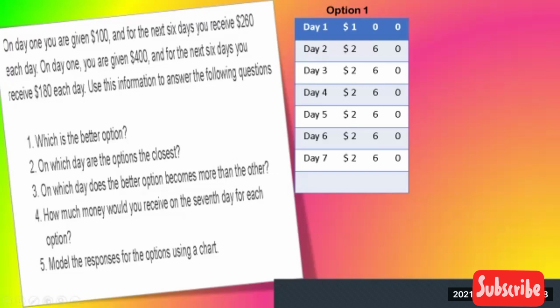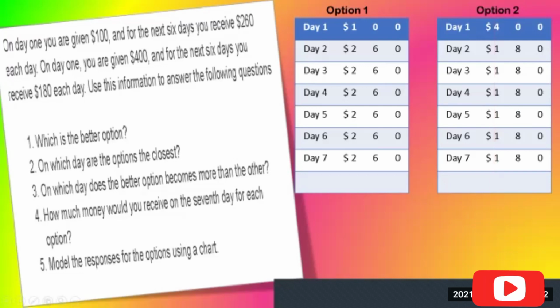Now, let us look at option 2 in a table. So option two in a table will look like this, where on day one, you receive $400, day 2, you receive $180, day 3, 4, 5, and 6, you also receive $180 each of those days.